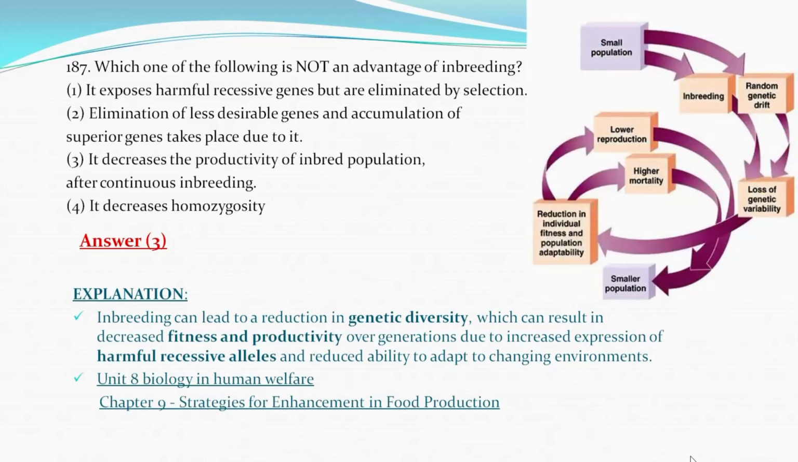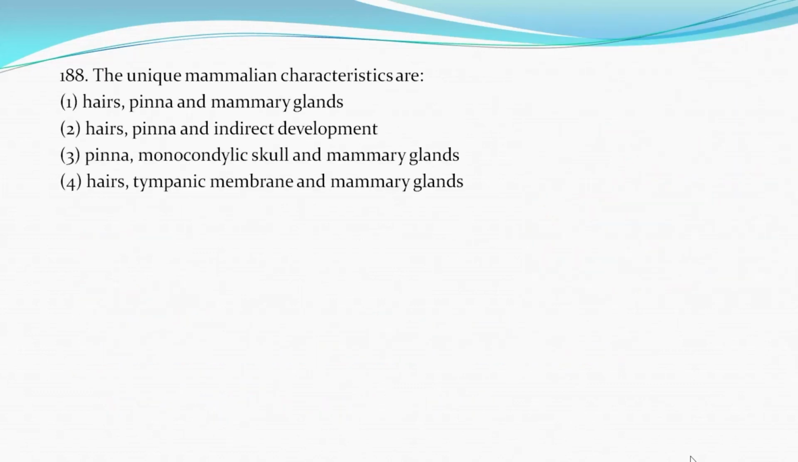Explanation: inbreeding can lead to reduction in genetic diversity, which can result in decreased fitness and productivity over generations due to increased expression of harmful recessive alleles and reduced ability to adapt to changing environments. This question is taken from Unit 8, Biology in Human Welfare, Chapter 9, Strategies for Enhancement in Food Production.